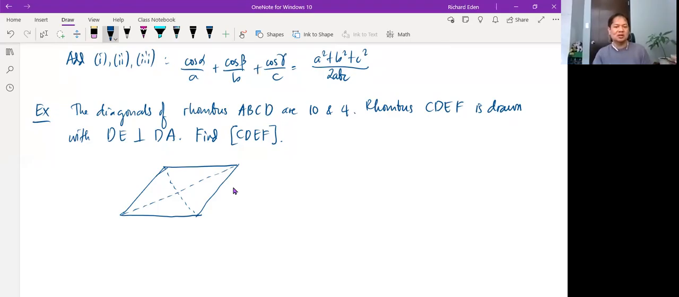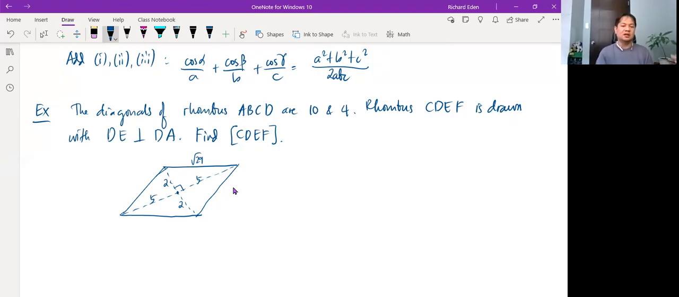A rhombus is sort of a kite and parallelogram hybrid. So the diagonals bisect each other and they are also perpendicular. No, they're not equal lengths. They bisect each other. The shorter diagonal is 4, so this is 2 and this is 2. The longer diagonal is 10, so this is 5 and this is 5. So that means we can figure out the length of each side. Square root of 29.